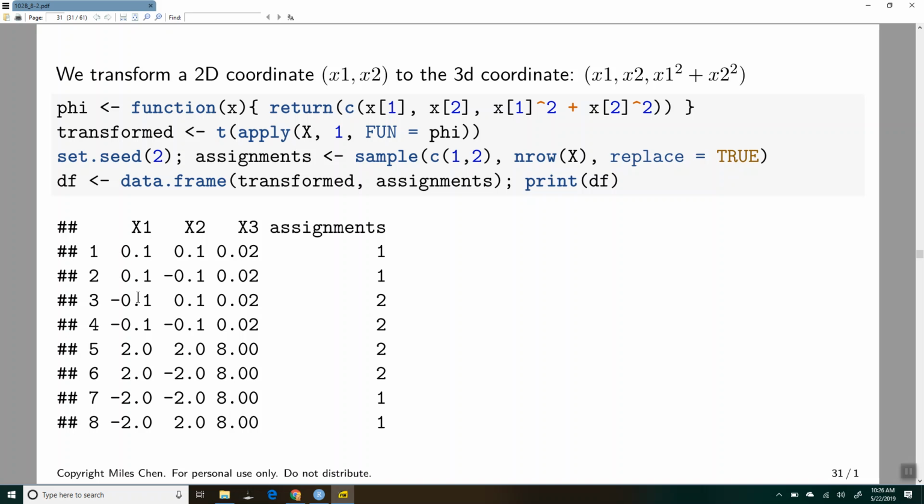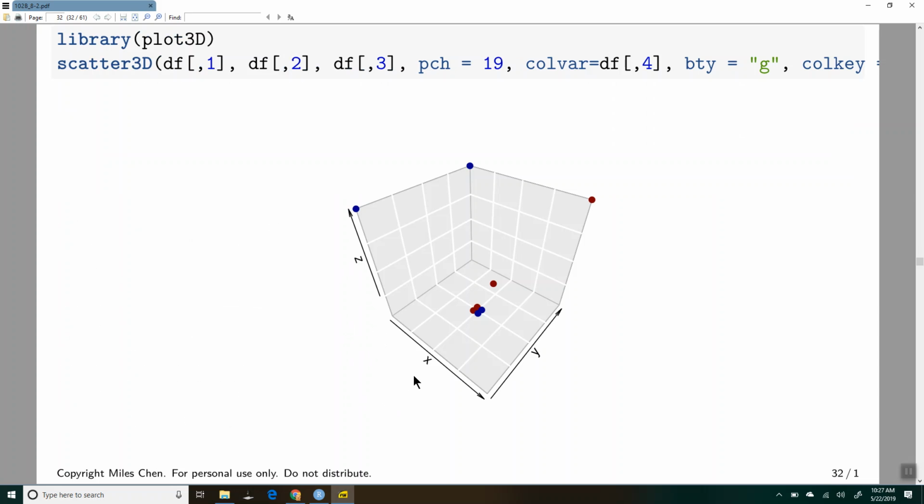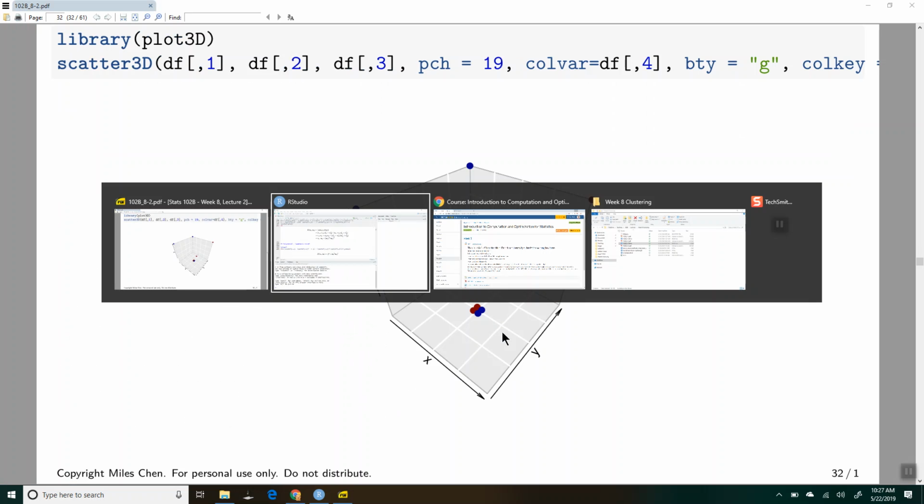The points 0.1, 0.1 get transformed into 3 dimensions, and their coordinate is now 0.1, 0.1, 0.02. And all of the points over here that are 2, 2 become 2, 2, 8, okay? And here I randomly assign them to clusters 1 and 2, so I've got 2 in cluster 1 and 2 in cluster 2. And this is what it looks like in 3-dimensional space.